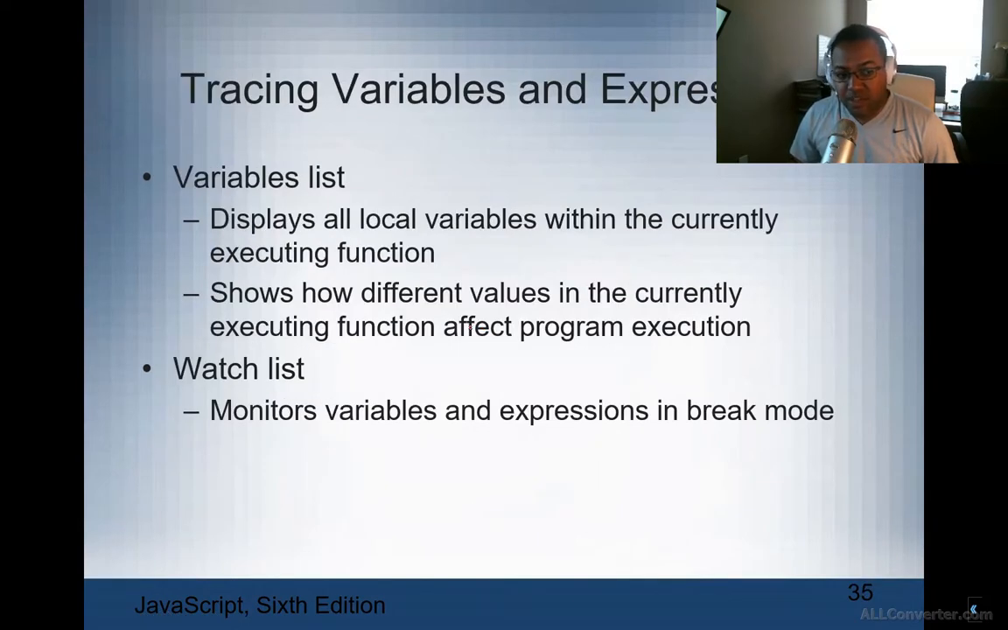So a variable list displays all local variables within the currently executing function, and it shows how different variables in the currently executing function affect program execution. A watch list is something along those lines, but it only monitors variables and expressions in break mode. Normally, I use the watch list because it can tell me what data exists in the variables before the break mode and after the break mode. It can be very powerful to find out what issues you're having either in that function that you've already written, the method that you're trying to call, or in other functions that may not be doing what they're supposed to do.